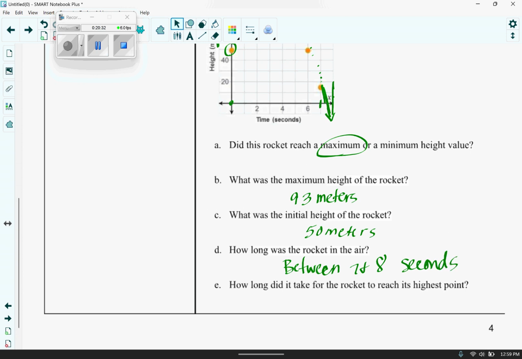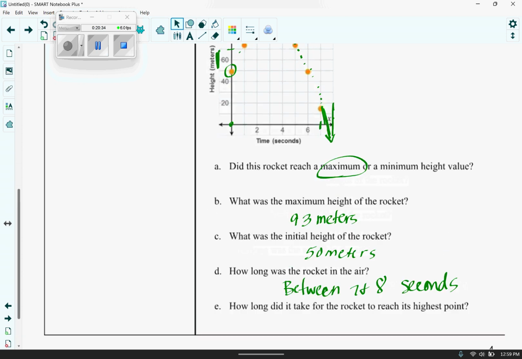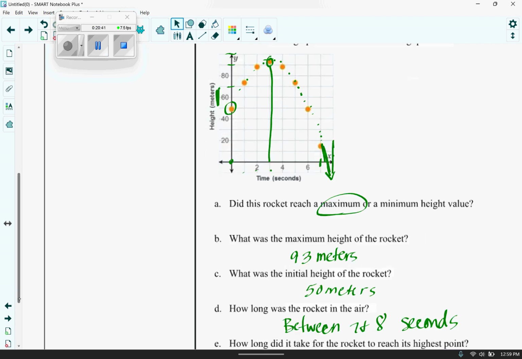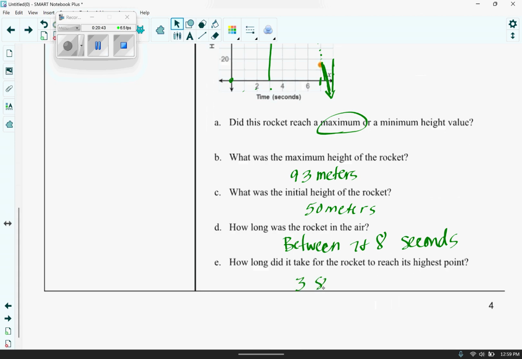How long did it take for the rocket to reach its highest point? Well, the highest point is here, so that would be after 1, 2, 3 seconds. And then how high was it? It was at 93 meters. Awesome.